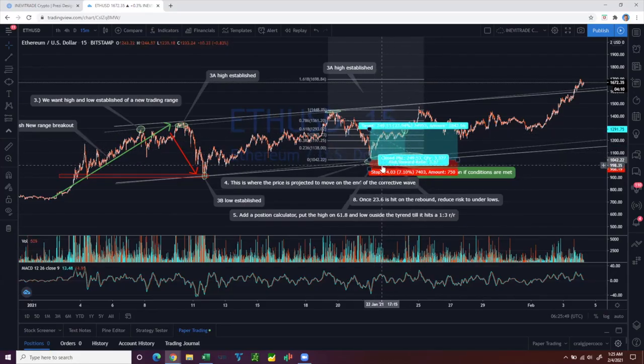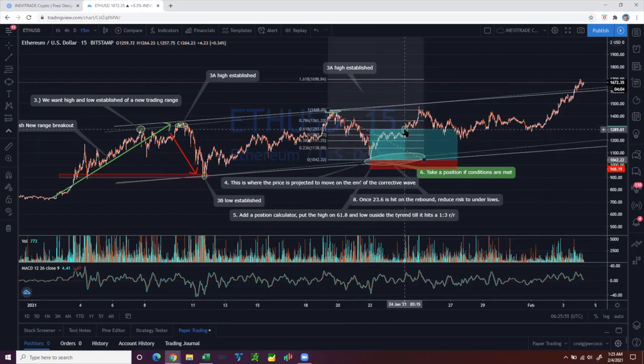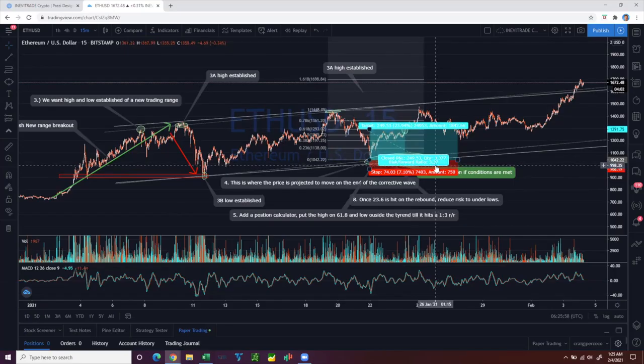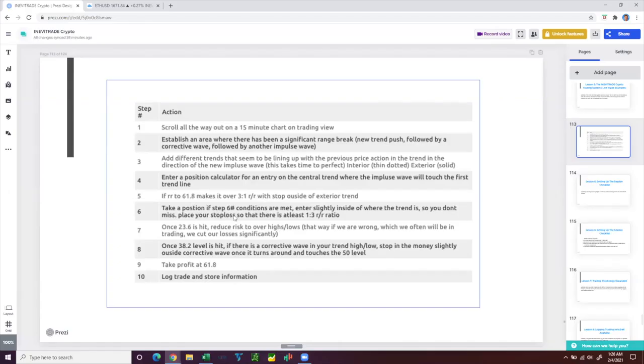Once you have that set up and you look at all the Fibonacci levels reacting nicely, have our profit target projected at the 61.8 level, and have our stop loss at least at a 1-to-3 risk reward ratio, that's where we can start planning our entry and putting in our limit orders and range orders for the stop loss and profit target. So take a position if the step 6 conditions are met. Enter slightly inside where the trend is so you don't miss, and place your stop loss to at least a 1-to-3 risk reward ratio.